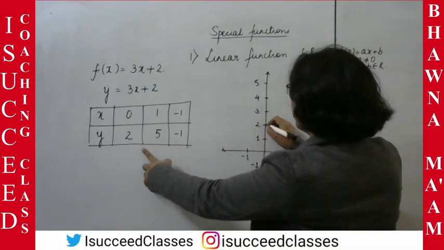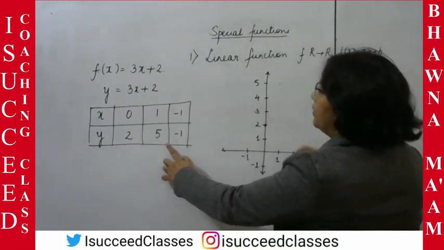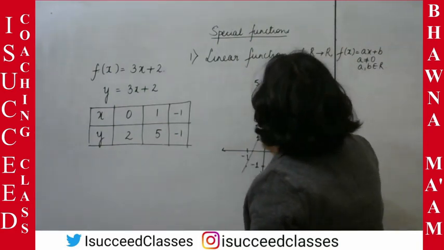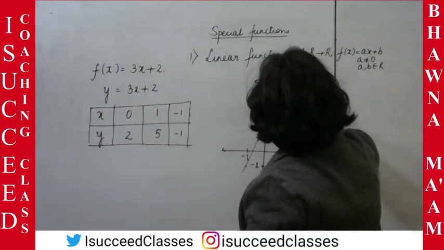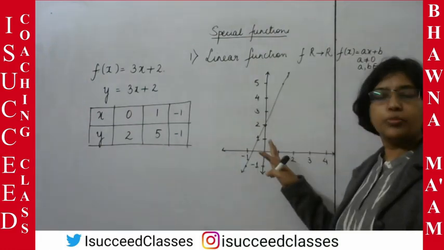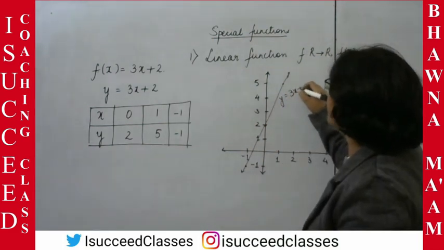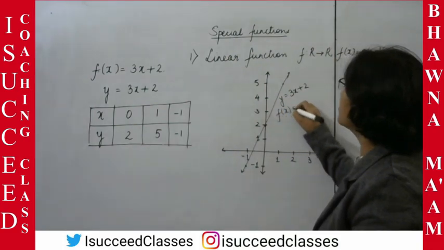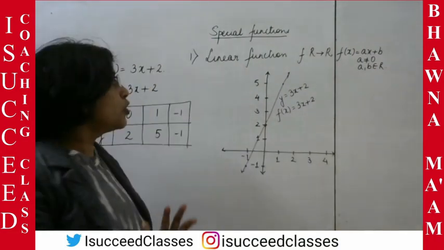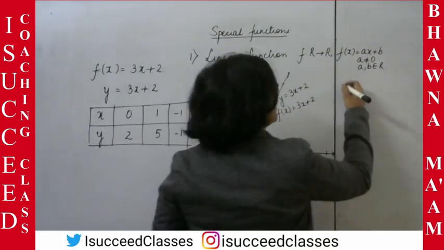When x is 0, y is 2. When x is 1, y is 5. And when x is minus 1, y is minus 1. We'll join these points to find what kind of a line it is. On joining the points, we get this line, which is y is equal to 3x plus 2, or now we can call it f of x is equal to 3x plus 2. On observation, we find that y will take all real numbers, and that is why the range is R.